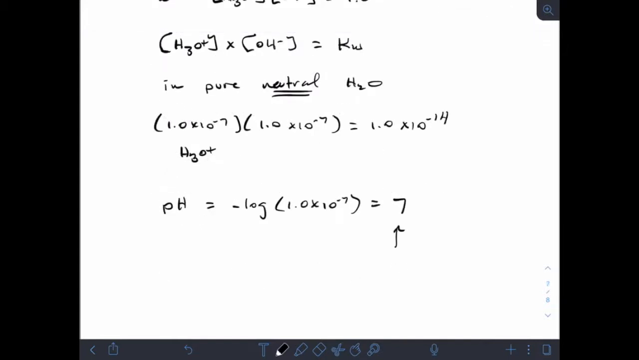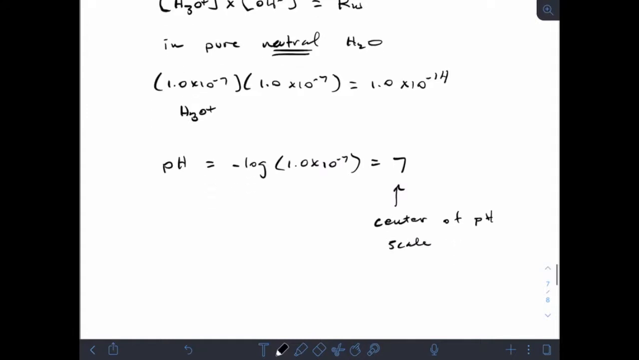So this is the center of the pH scale. That is the only definite point on the pH scale. 0 and 14, which are the opposite ends of the scale, are not actually limits. You can have pHs of less than 0 and greater than 14.